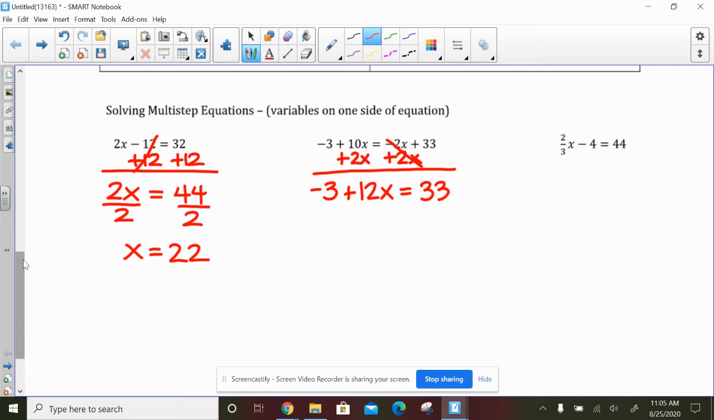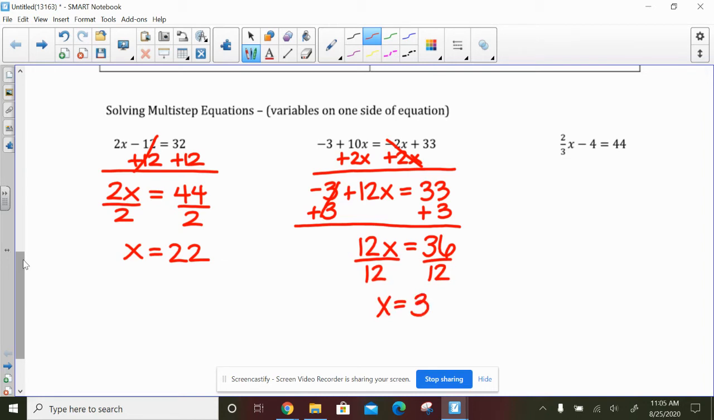Okay, the next thing I want to do is get this 12x by itself. So I want to take this -3, I want to add 3 to both sides. So that'll go away. Bring 12x down. 33 plus 3 is 36. Okay, and then I want to divide both sides by 12. So x would equal 3.